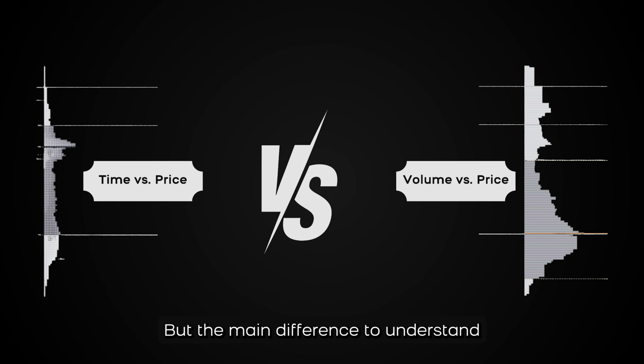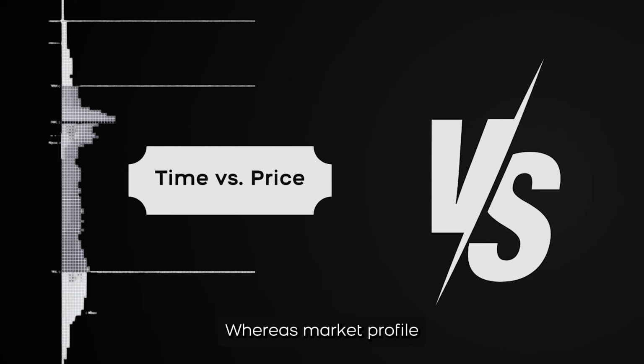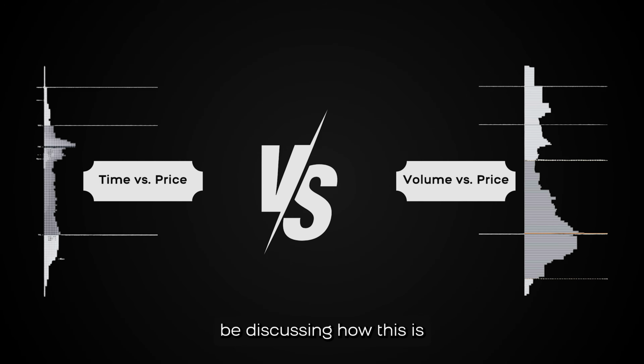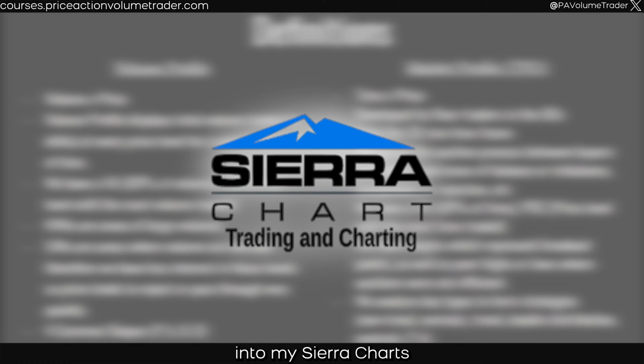Okay, but the main difference to understand right off the bat is that volume profile is an analysis of volume versus price, whereas market profile is an analysis of time versus price. And we're going to be discussing how this is. Okay, so let's go into some theory now, and then we're going to go into my Sierra Charts, and then we can have more visual examples of this.